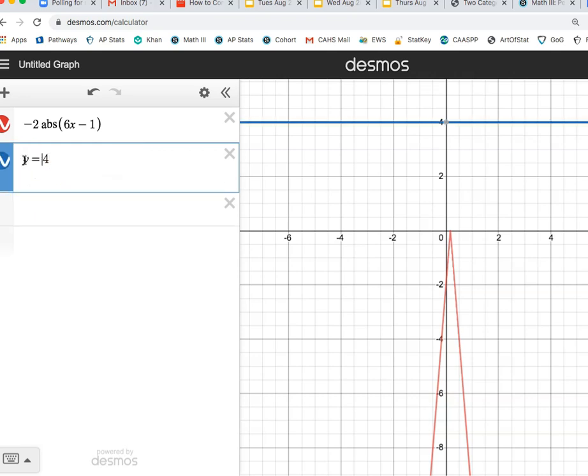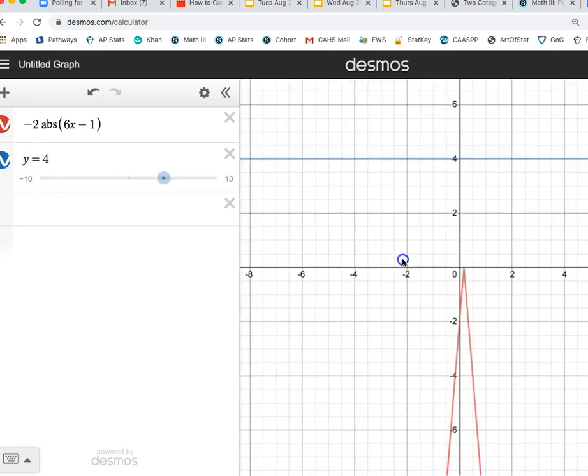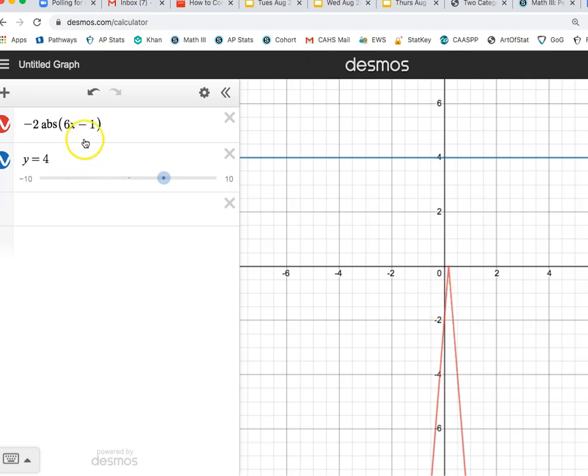I guess I need y equals 4. So if I asked you, where do these two lines intersect? Where does this graph intersect with this graph? I hope you would say nowhere. It never intersects. So that just verifies that we're not going to have any solution if those two lines don't intersect.